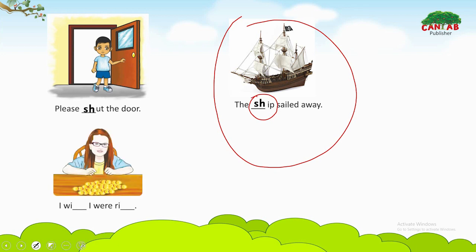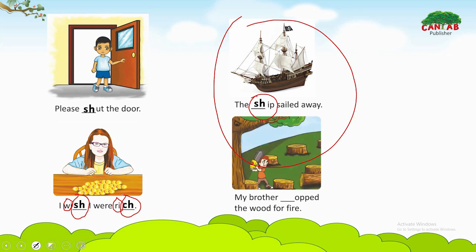The next one. I dash I were dash. What will come after WI? What will come after RI? I wish or which? Yes. Wish will be the right answer. I wish I were rich. Here the sh digraph will be the right one, and in the last one, ch will be the right digraph. The next one, my brother dash the wood for fire. Which digraph will be the answer? Sh or ch? Yes, the word is chopped. So, ch will be the digraph that will be used.